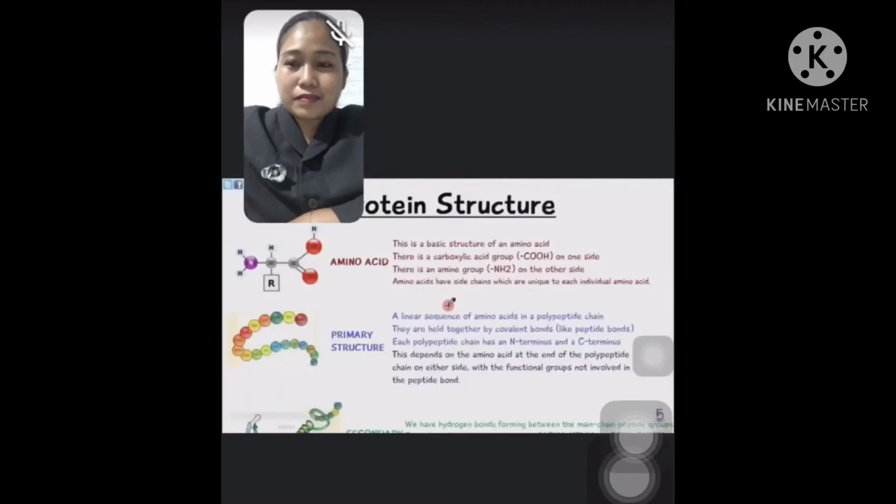Welcome to 5 Minute School. In today's video we're going to be talking about protein structure. So to begin the video I've included this diagram showing you what an amino acid is. It's the basic structure of an amino acid.